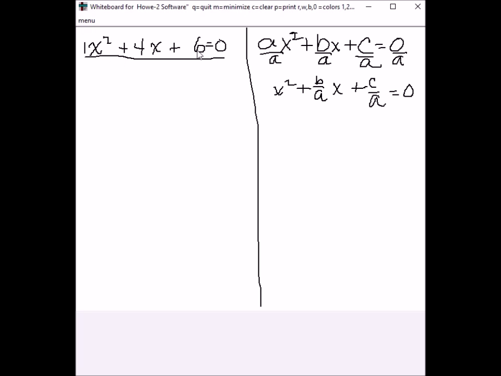If we were doing this by completing the square, the first thing we do is get rid of this 6. We would subtract 6 from both sides. So we would get x squared plus 4x equals negative 6. Let's do the same over here. It would be x squared plus b over a x equals minus c over a.